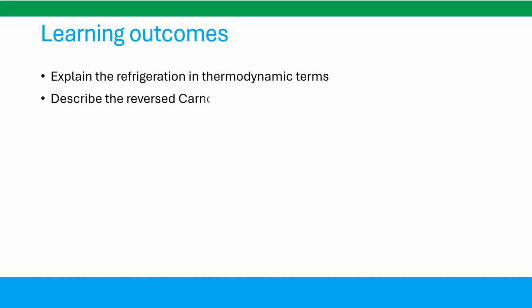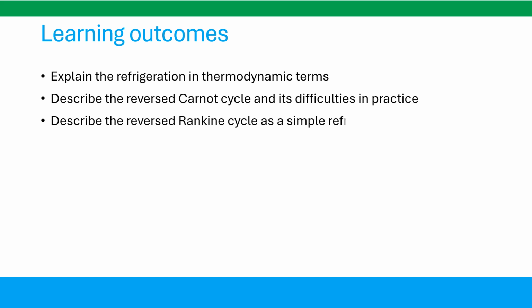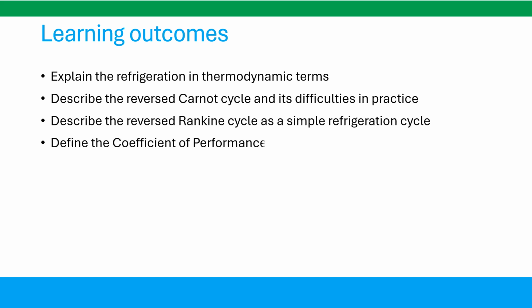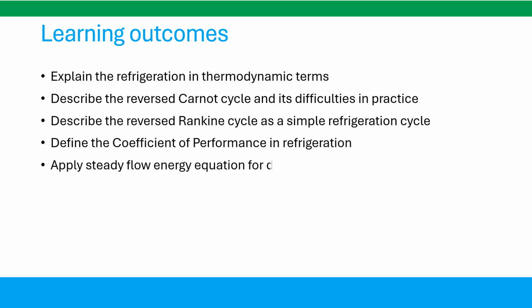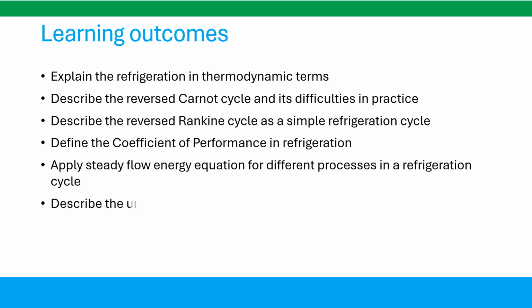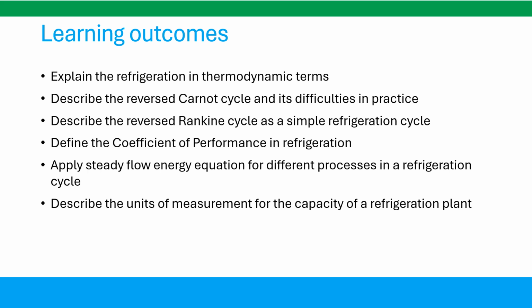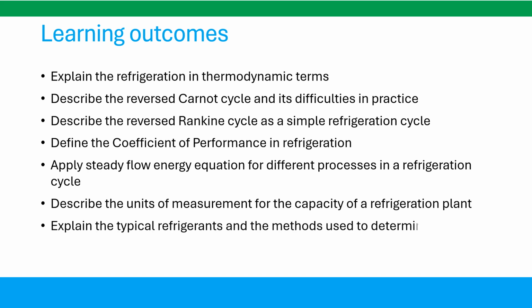The learning outcomes of this instructional video are: explain refrigeration in thermodynamic terms. Describe the reversed Carnot cycle and its difficulties in practice. Describe the reversed Rankine cycle as a simple refrigeration cycle. Define the coefficient of performance in refrigeration. Apply steady flow energy equation for different processes in a refrigeration cycle. Describe the units of measurement for the capacity of a refrigeration plant. Explain the typical refrigerants and the methods used to determine their properties.